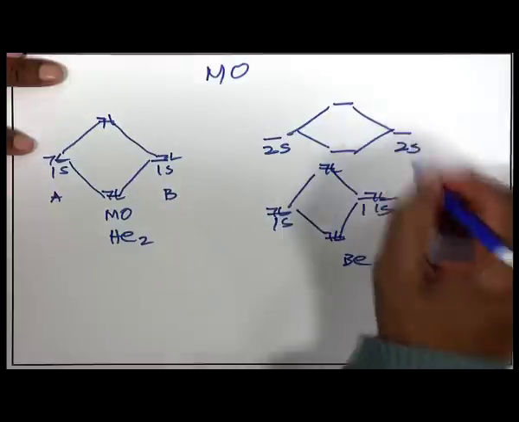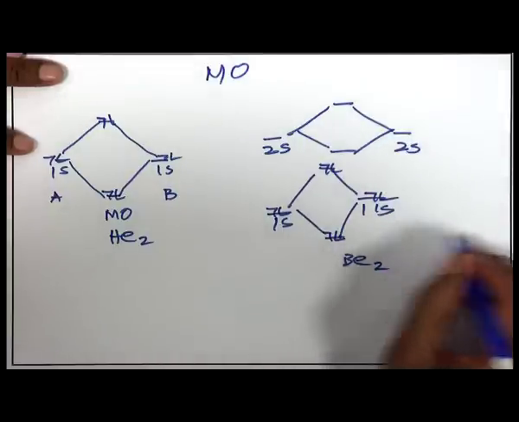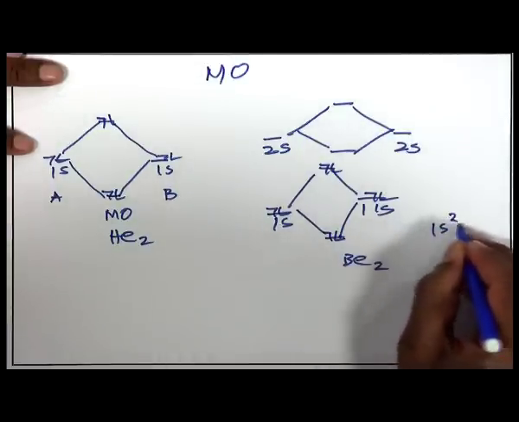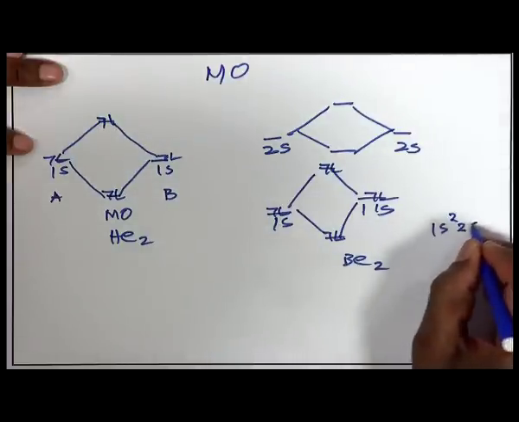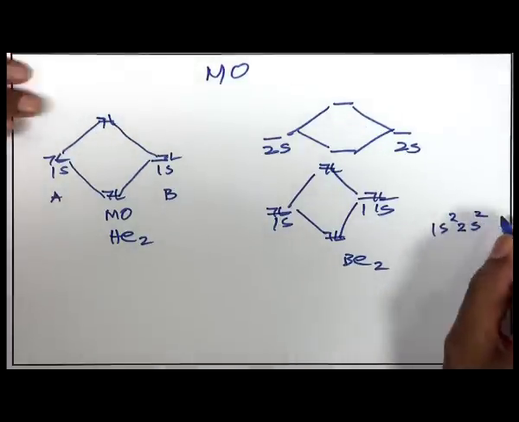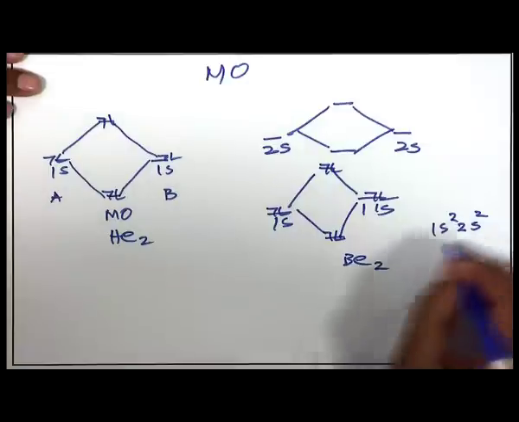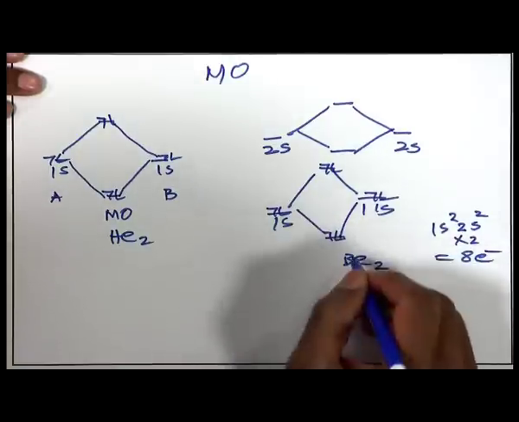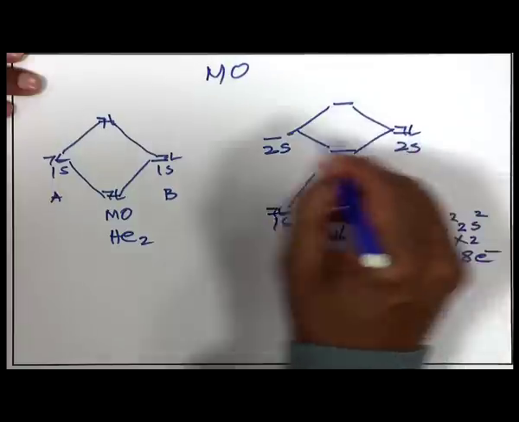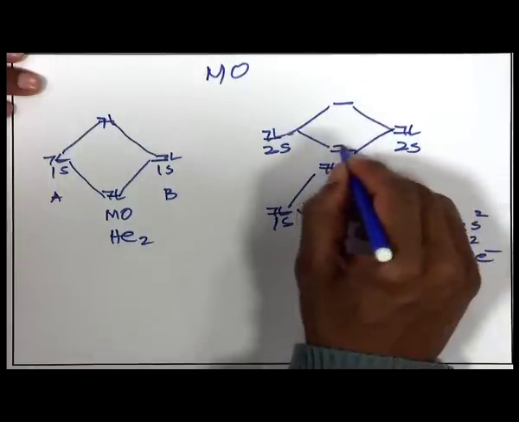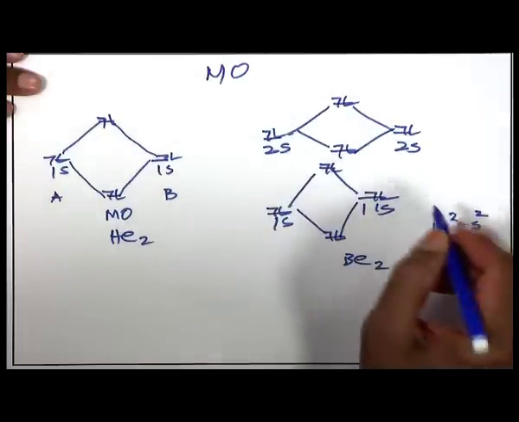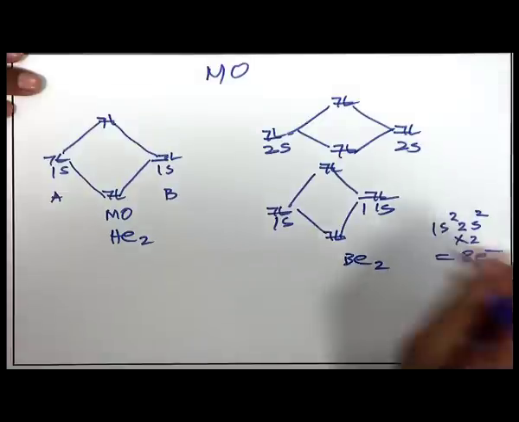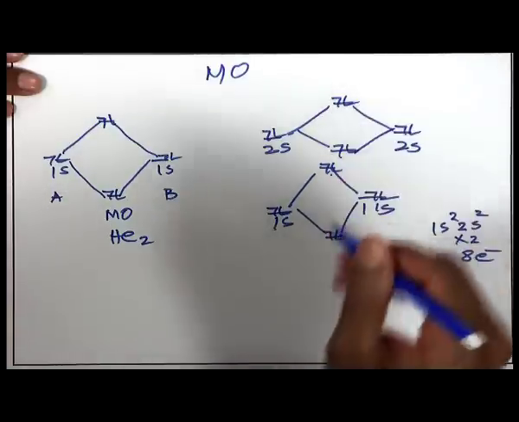In addition, you have to remember the beryllium electronic configuration. For one beryllium atom it is 1s2, 2s2. So the number of electrons times 2 is equal to 8 electrons. So 4 electrons go here, another 2 electrons here, 2 more here, and you fill up. So the number of electrons in Be2 is 8: 2 plus 2 plus 2 plus 2.